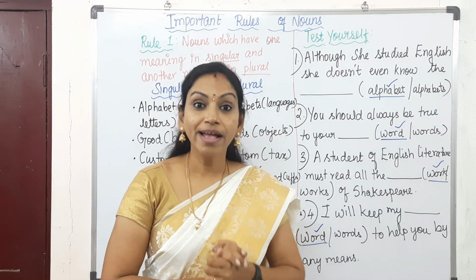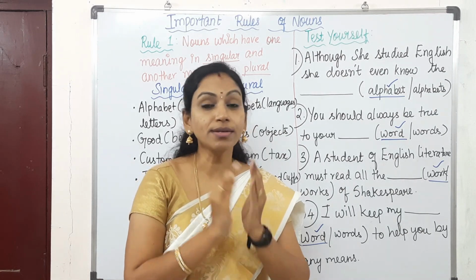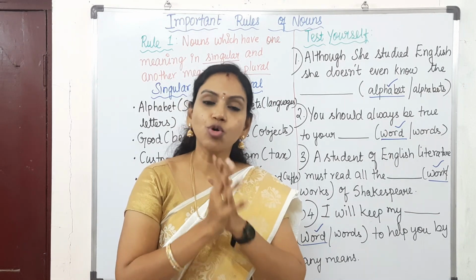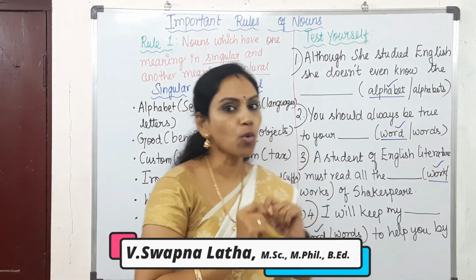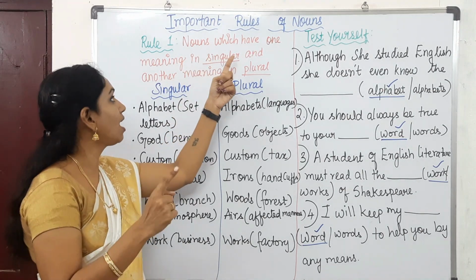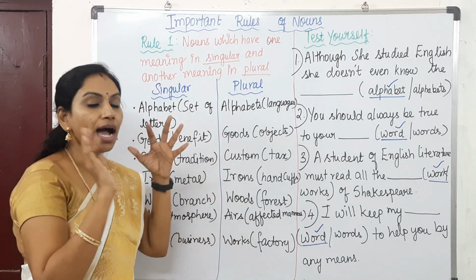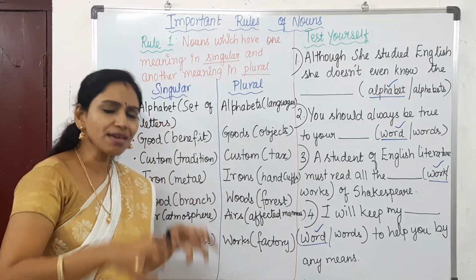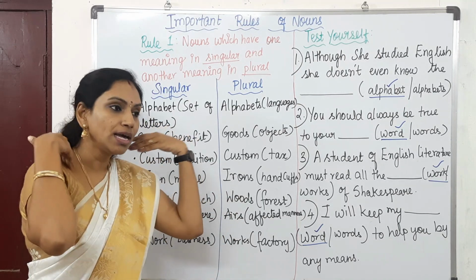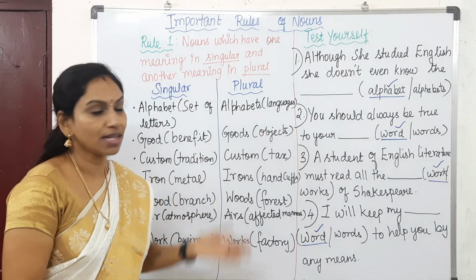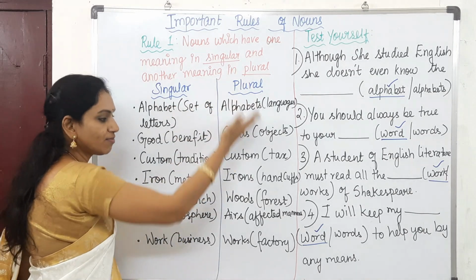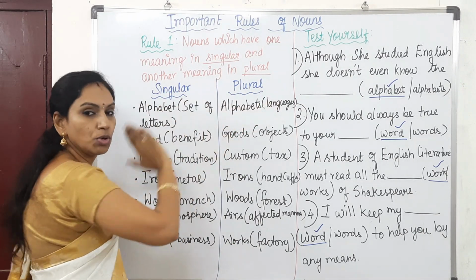Next, my dear friends, very important topic, important rules of nouns. Let's go to the rules very fast. Rule number 1 is nouns which have one meaning in singular and another meaning in plural. The same noun, when it is singular, it will have one meaning, and when it is plural, it will have another meaning. That is rule number 1. Let's see a few examples.